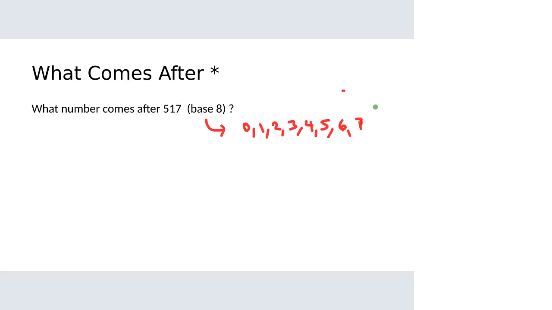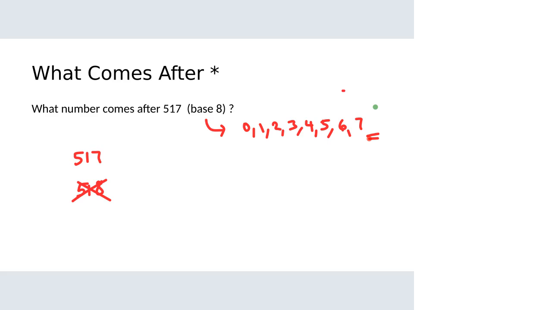There will be 8 of them, and the highest will be 7. Just like in our base 10 system, there are 10 digits, and the biggest one is 9. In the base 8 system, there are 8 digits, the biggest one is 7. So I can't have anything bigger than 7. If I wanted to say what was next, my first thought might be, well, 518. Well, wait a minute. Can't have 8. 8 doesn't even exist in this system, so I can't write an 8.